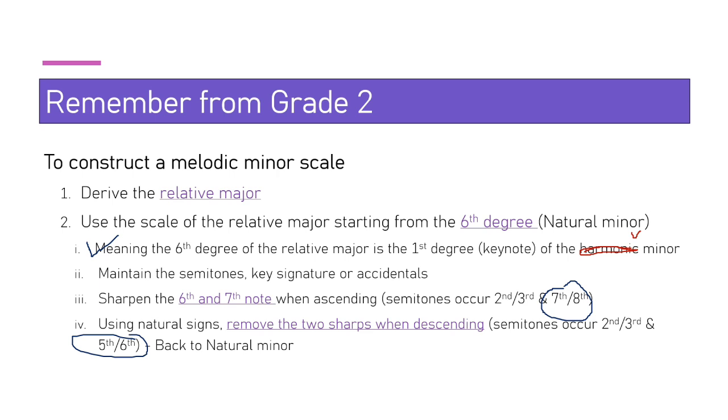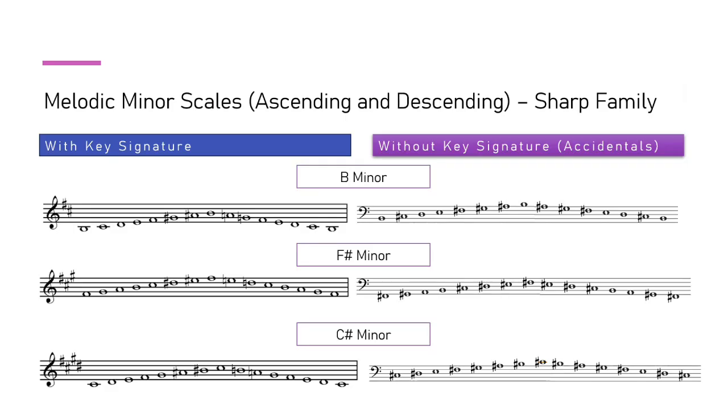So please note, I will repeat myself again for emphasis. In the melodic minor, everything we did in the harmonic minor is the same. The only difference is that you are now sharpening the 6th note in addition to the 7th note, only when ascending. But when you are descending, you remove them. Now let's look at 1 or 2 examples.